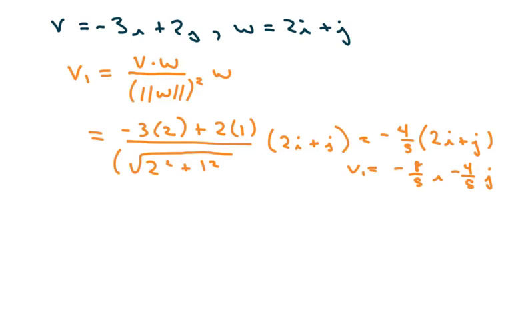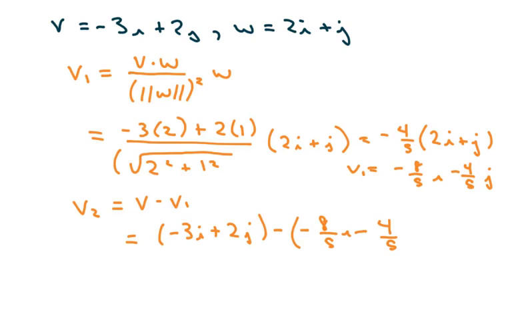This is your V1. And for V2, we merely subtract, it's V minus V1, so we're going to get negative 3I plus 2J minus negative 8/5 I minus 4/5 J, which equals negative 7/5 I plus 14/5 J, and that's V2.